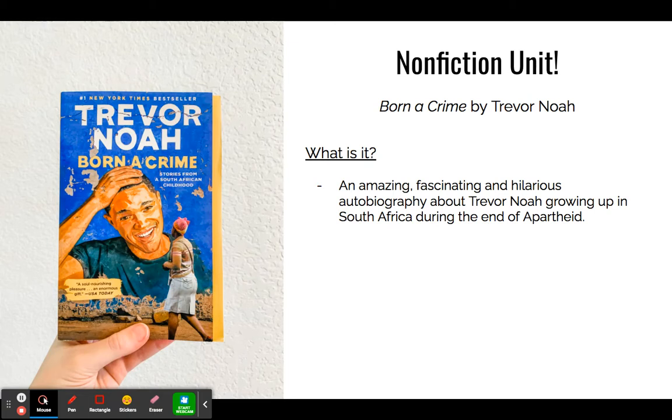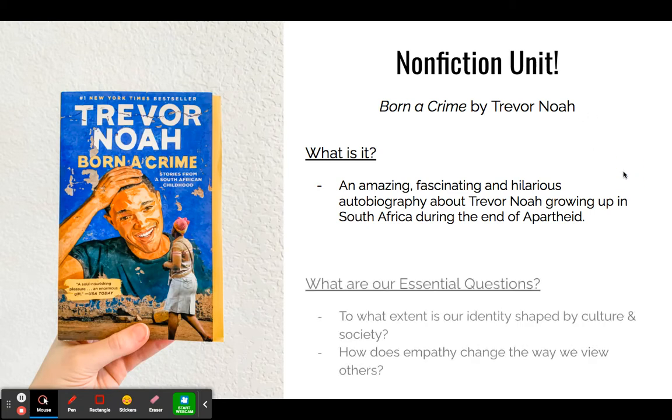So that's the book. And as we go through this unit and we're working on the different skills connected to our standards, we're going to answer these 2 essential questions. To what extent is our identity shaped by culture and society? And how does empathy change the way that we view others?